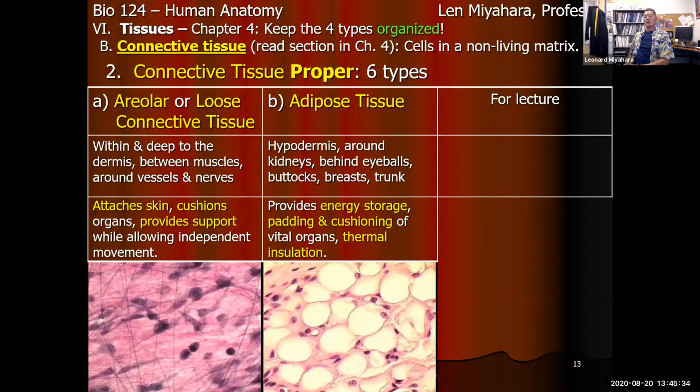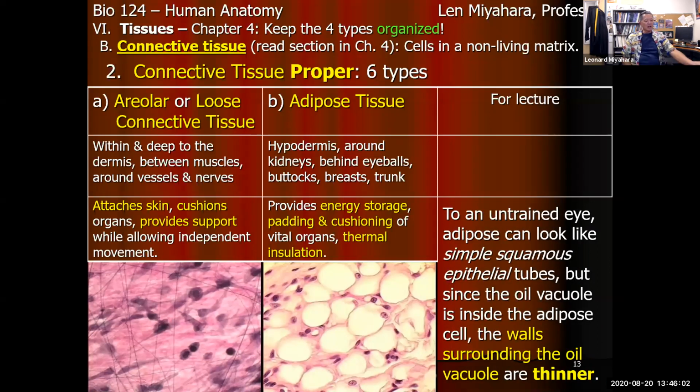Adipose tissue. What I would write next to adipose tissue is this is the exception. This is the connective tissue where the cells do touch. And you can see it right here. But what I would write next to adipose tissue, not only is it the exception, cells do touch, but they are extremely thin-walled bubbles. Look at that picture. Extremely thin-walled bubbles.